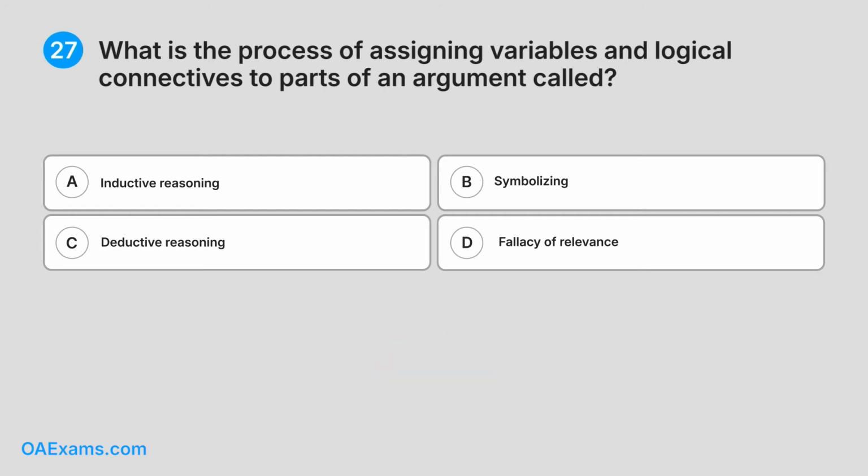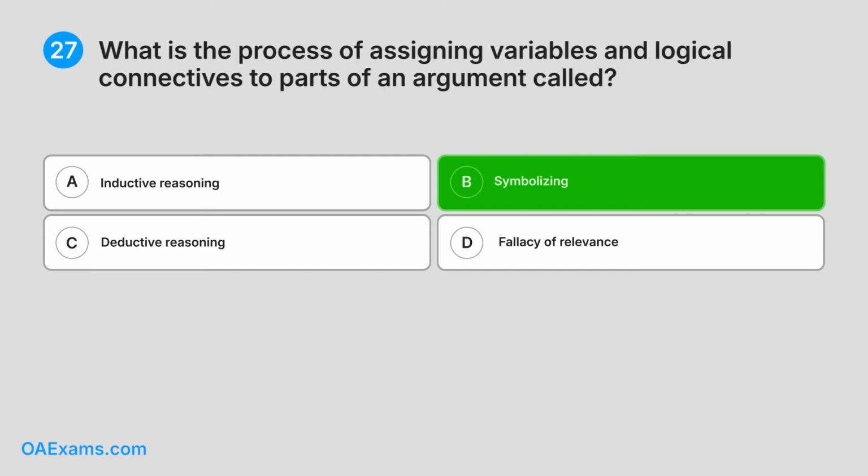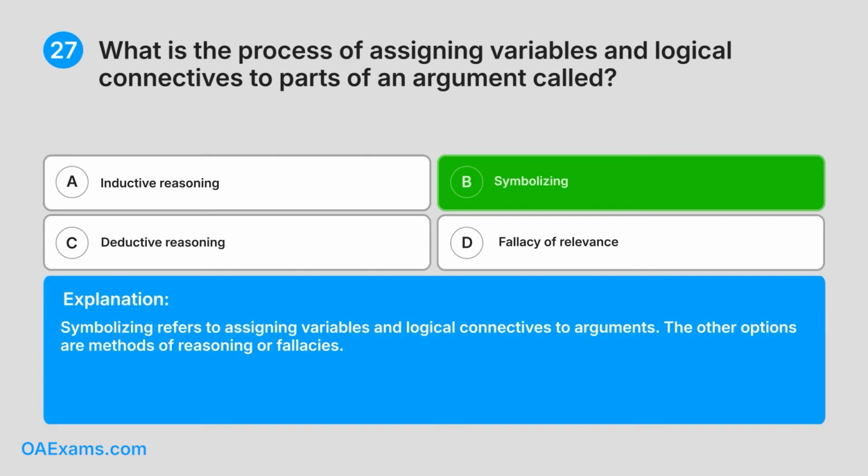Correct answer. B. Symbolizing. Explanation. Symbolizing refers to assigning variables and logical connectives to arguments. The other options are methods of reasoning or fallacies.